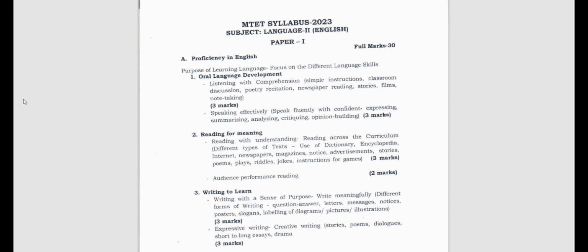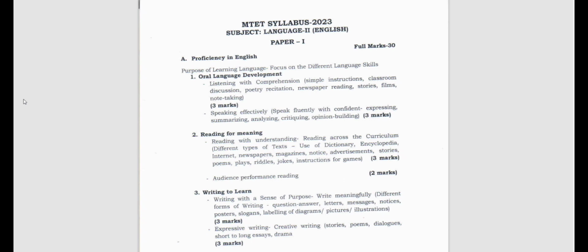So this is for paper 1, that is for the LP section, the lower primary section. Those candidates or teacher or MTET aspirants who want to be a teacher of the primary section, this is for you. So language 2 English will be coming for 30 marks, as you know. How many questions will be there? Of course, 30 questions, that means one question for 1 mark, right?